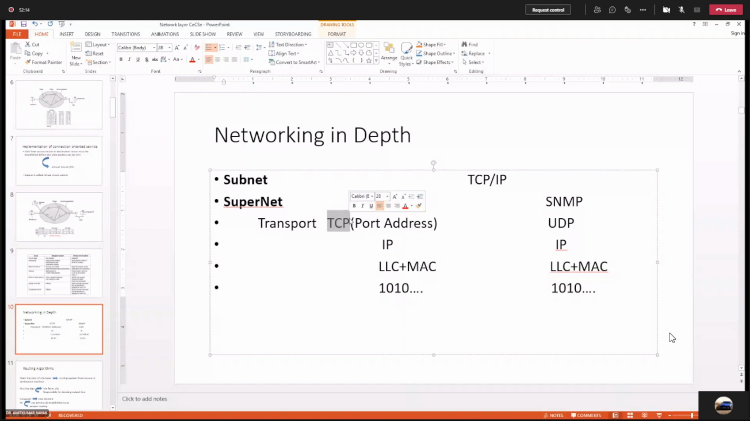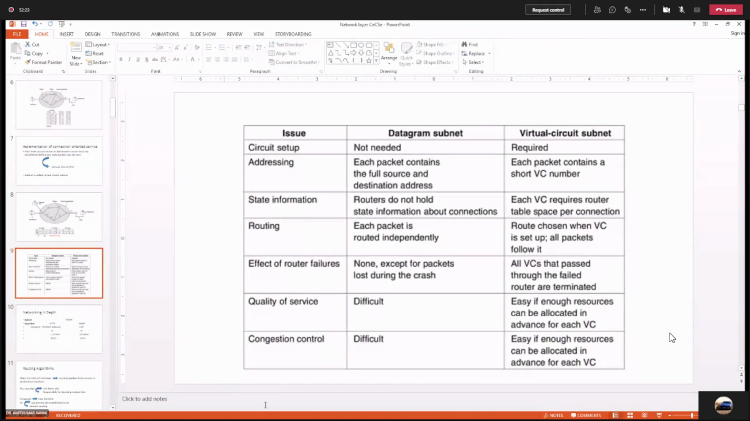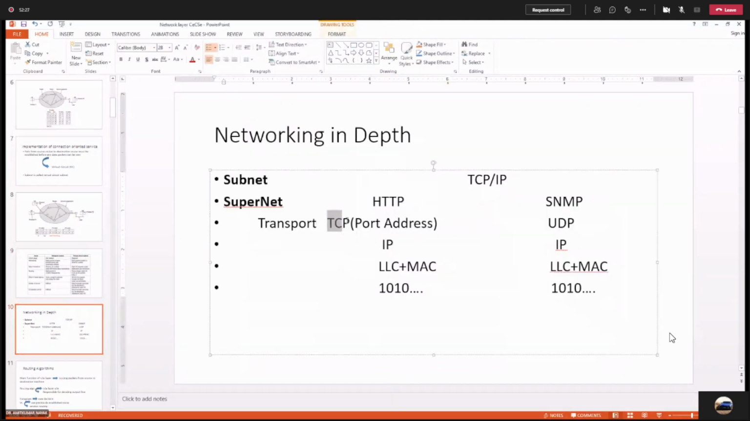TCP has to deal with retransmission. TCP has to deal with congestion control. TCP has to deal with some other complex issues with the help of which we can make the connection reliable. So TCP is a complex protocol and UDP is a simple protocol.